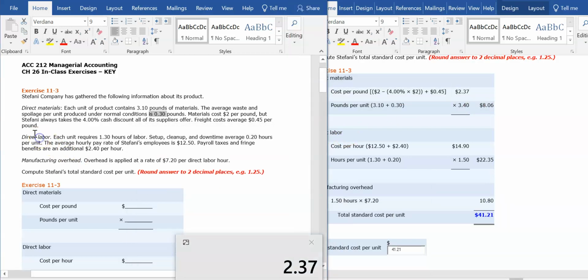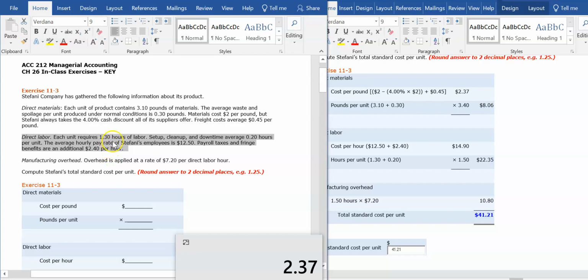We can do the same thing for labor. Each unit requires 1.3 hours of labor. Setup, cleanup, and downtime average 0.2 hours per unit. The average hourly pay rate of Stefani's employees is $12.50, plus payroll taxes and fringe benefits of an additional $2.40 per hour.